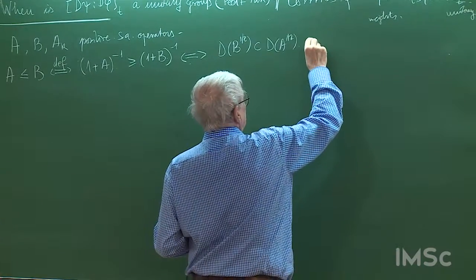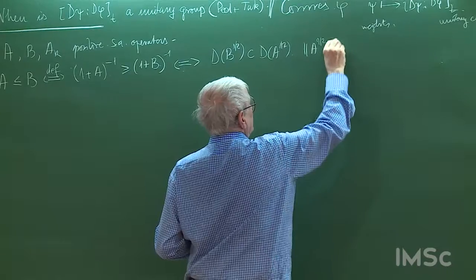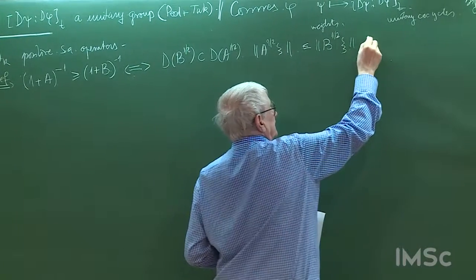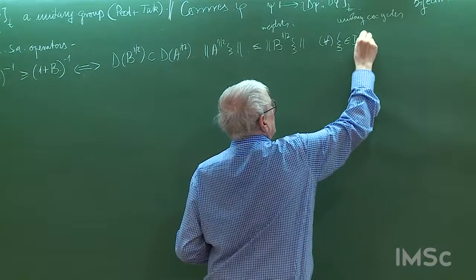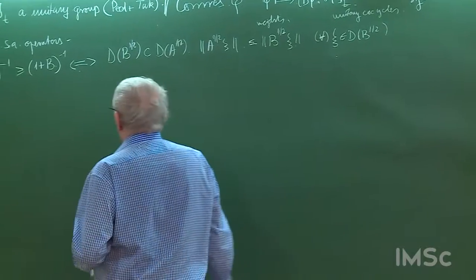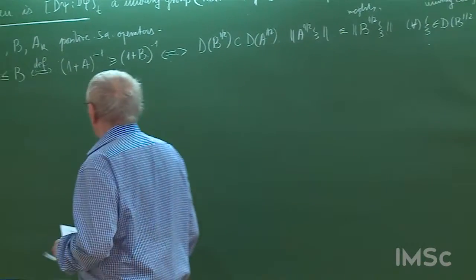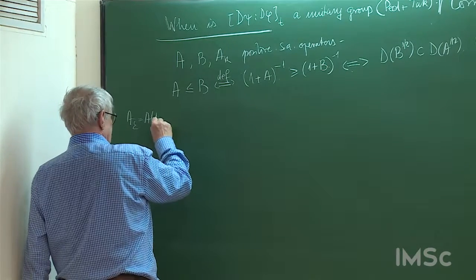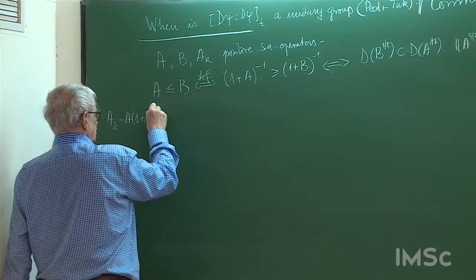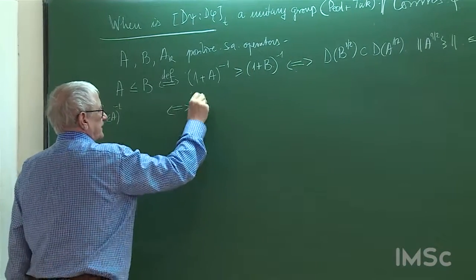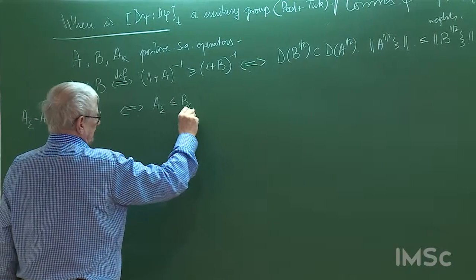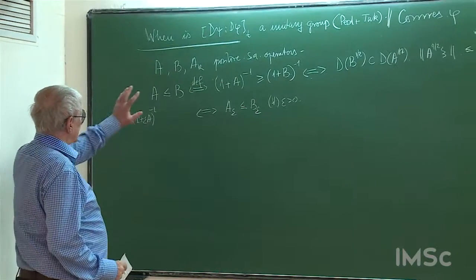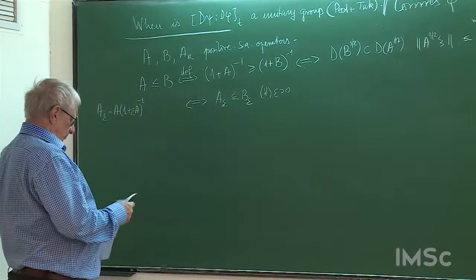and we have that ||A^{1/2}ψ|| is less than ||B^{1/2}ψ|| for every ψ in the domain of B^{1/2}. Or, if we introduce the notation A_ε equal to A times (1 + εA)^{-1}, this is the same as A_ε less than B_ε. They are bounded operators for every ε bigger than 0. So this is what this relation means for unbounded positive self-adjoint operators.